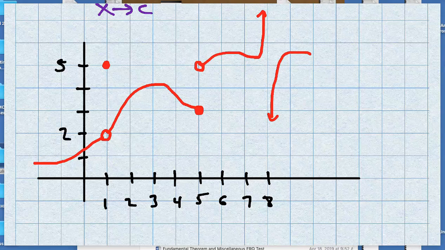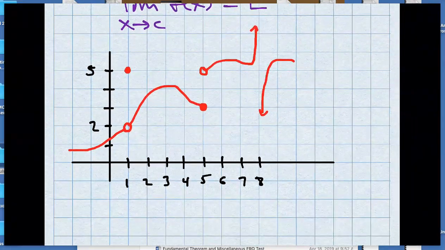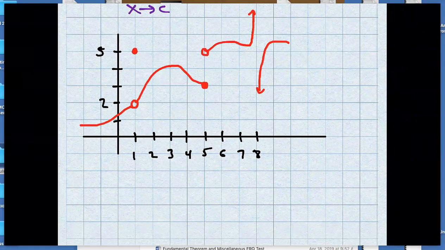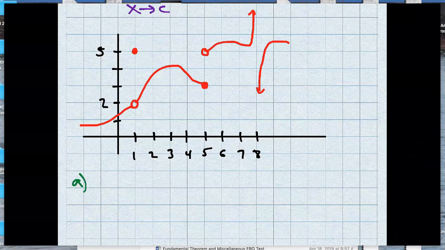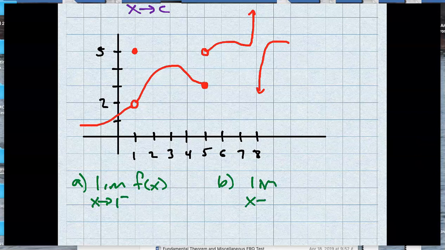So if I'm going to go through and do this problem, let me ask a bunch of different questions. What's the limit as x goes towards 1 from the left side? We'll just call it f of x, we'll just say that that's function f of x. We'll look at what's the limit as x goes towards 1 from the right side.